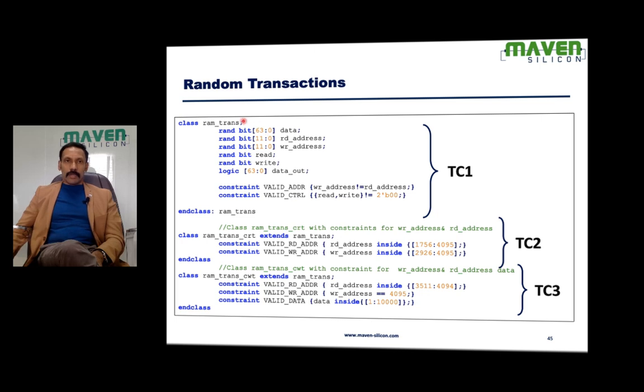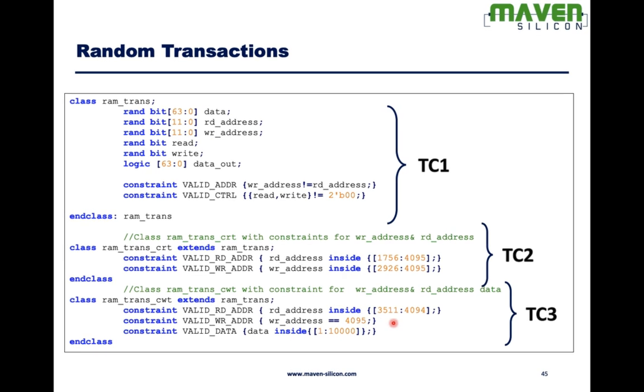Also, what we do, we define the class and then we extend the class into different classes like extended classes. And for each extended class, we redefine the constraint. That's how we would be able to define different flavors of the packets. We will discuss all these things in detail during the language course.